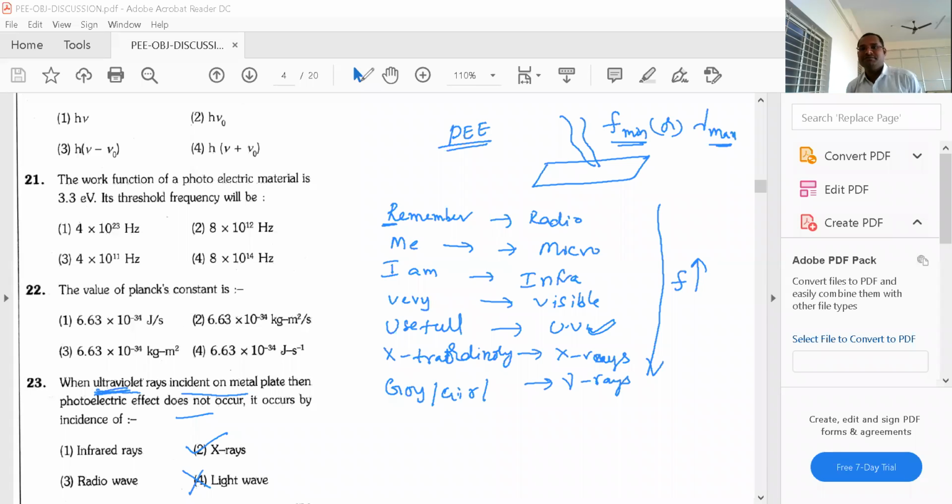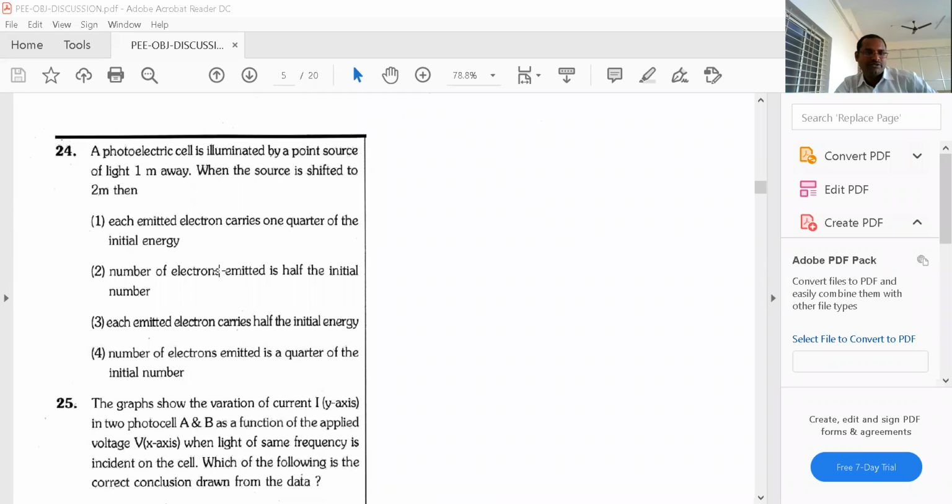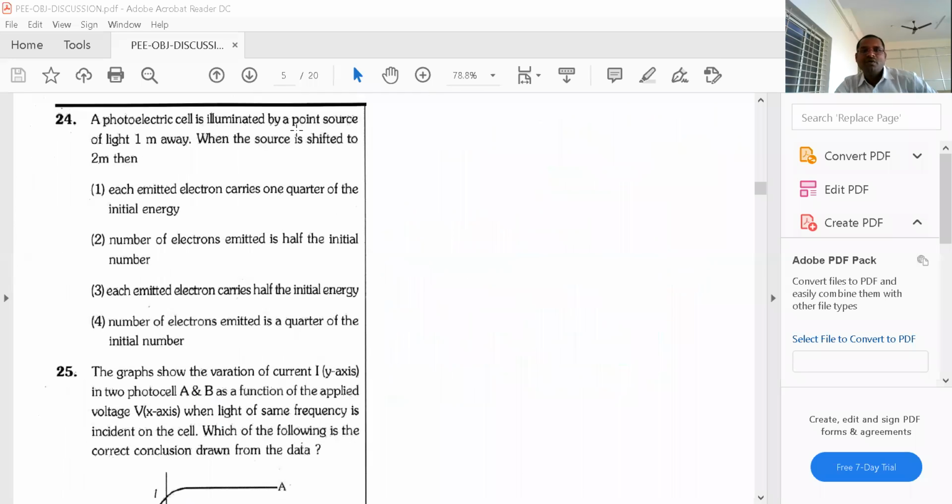Got it, students? Important concept. You need to remember all these points. Very important points. Clear? Okay. Question number 23 is over. Next, question number 24. What have they given?